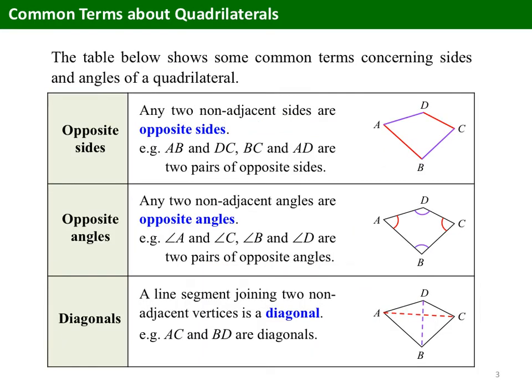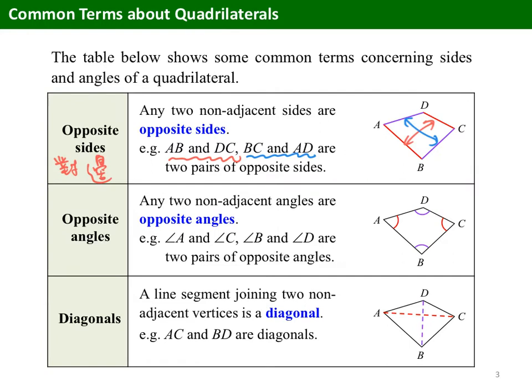Before we look at the properties of a parallelogram, let's look at some common terms that we always use. First one, opposite sides, 對邊. So for example, in this diagram, AB and DC are opposite to each other, so they are a pair of opposite sides. And BC and AD are opposite to each other. They are a pair of opposite sides.